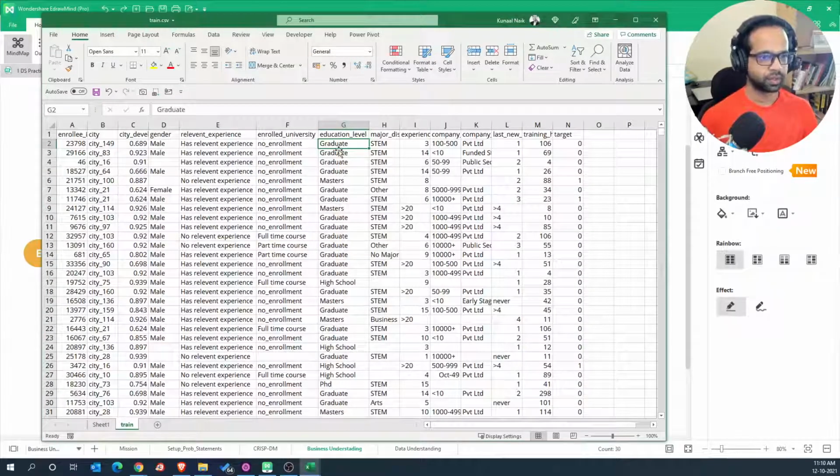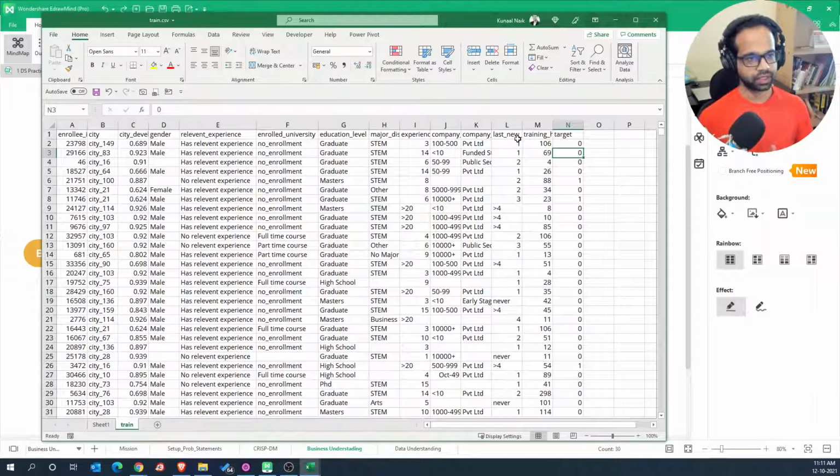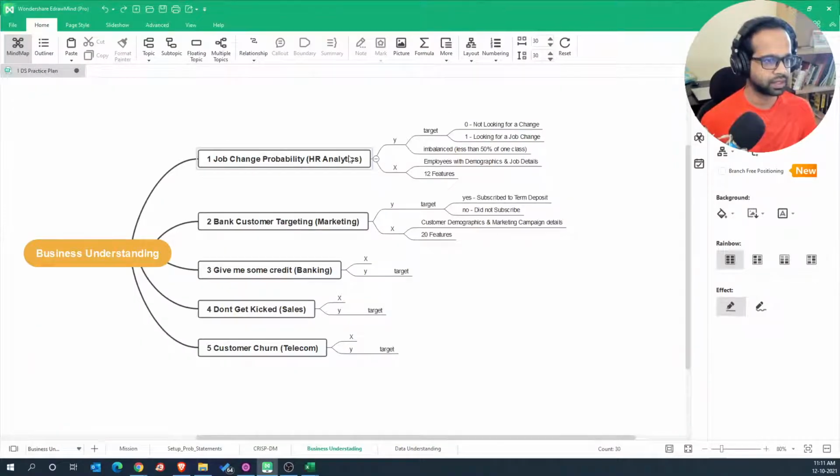So for this particular problem statement, we understood that there are some demographics, some company details and experience details, and whether they're looking for a job change or not. So this is the first understanding of this problem statement. Now, how will this help the business? Let's ask, how will this help the business?